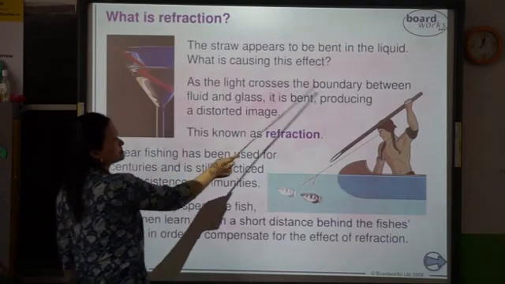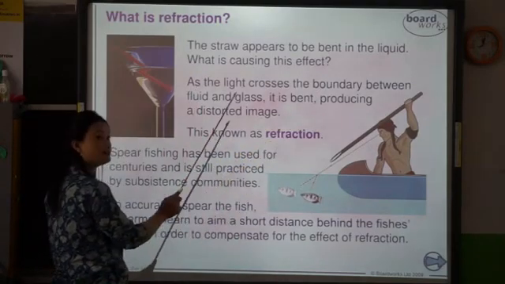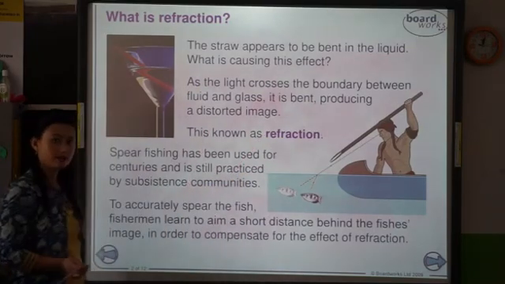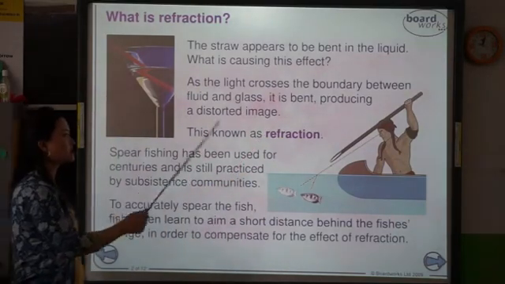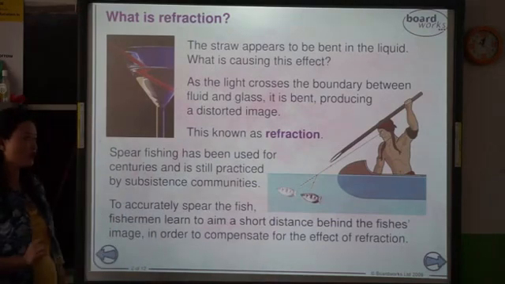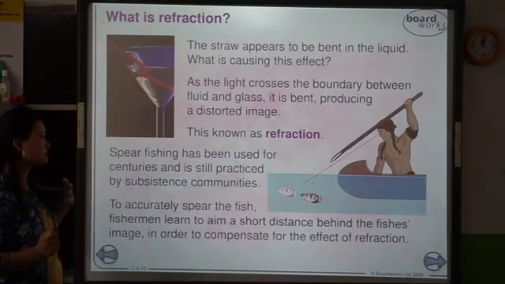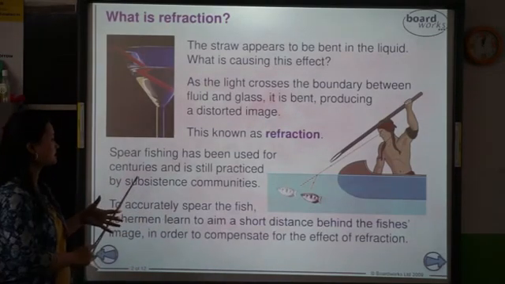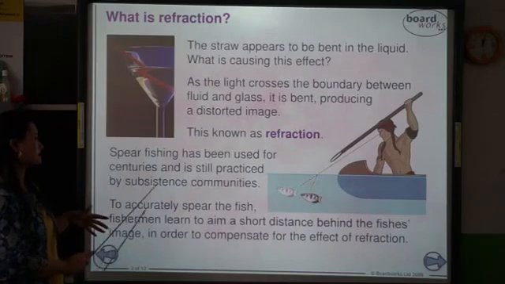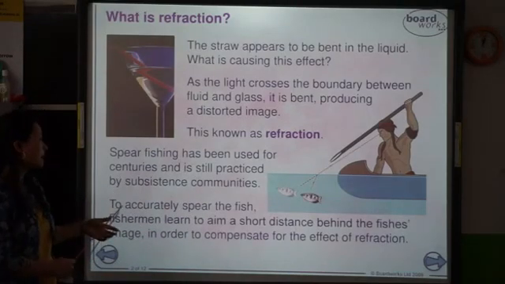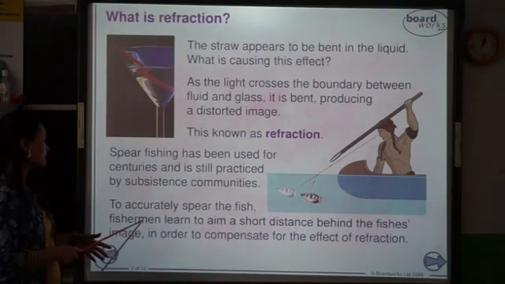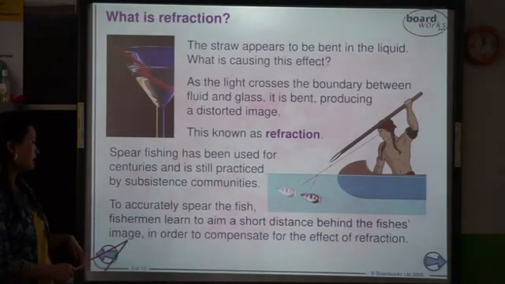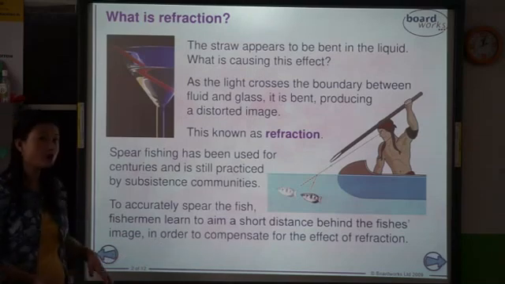As the light crosses the boundary between the fluid and the glass, it is bent, producing a distorted image. So this is known as refraction. The same way, spear fishing has been used for centuries and is still practiced by subsistence communities. To accurately spear the fish, fishermen learn to aim a short distance behind the fish's image in order to compensate for the effect of refraction.